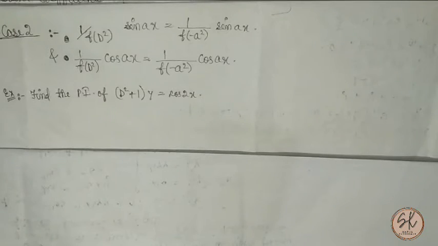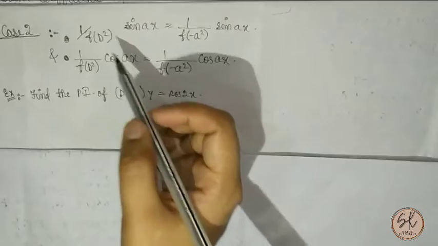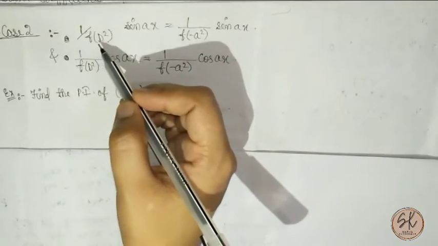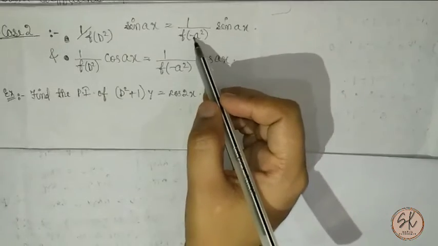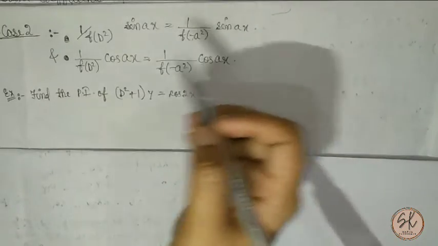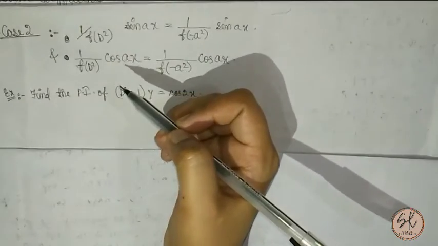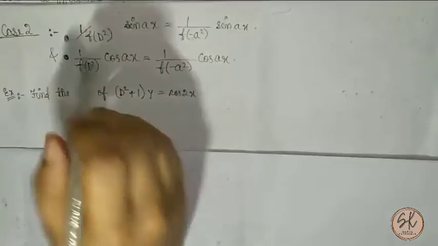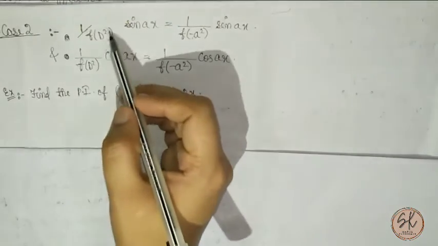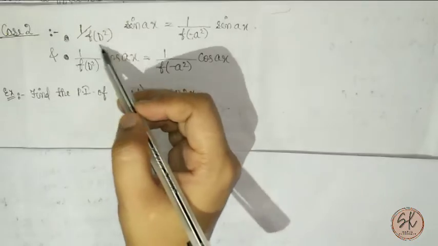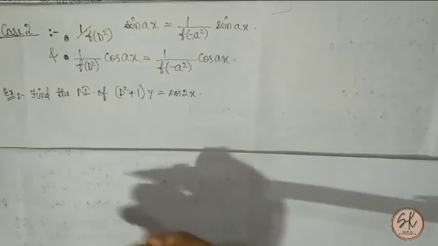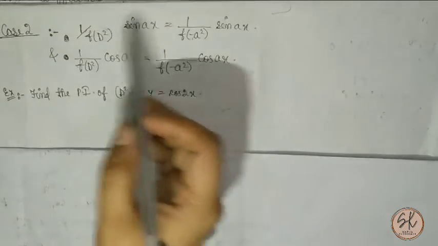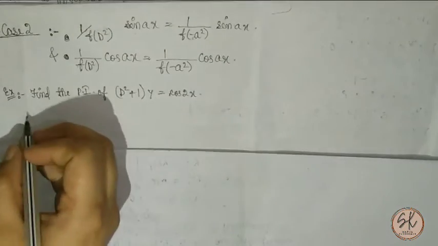Now let us see the second case. The second case states that 1 by f of D square, sin ax, is equal to 1 by f of minus a square, sin ax. This means that wherever in f of D there is D square, we will replace that D square by minus a square. Let us understand this with the help of an example.